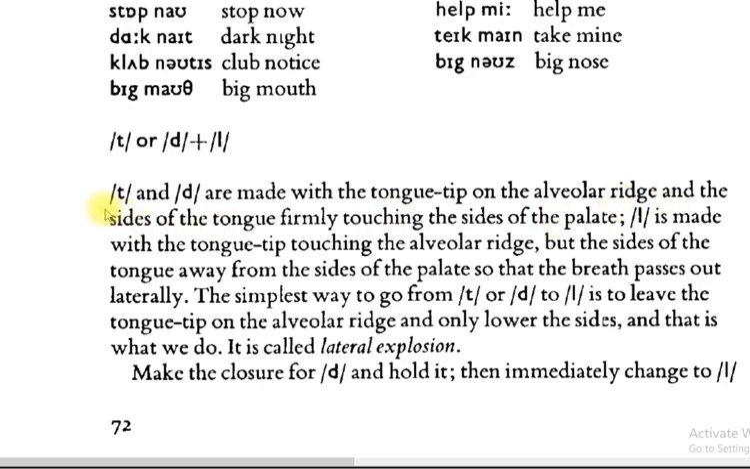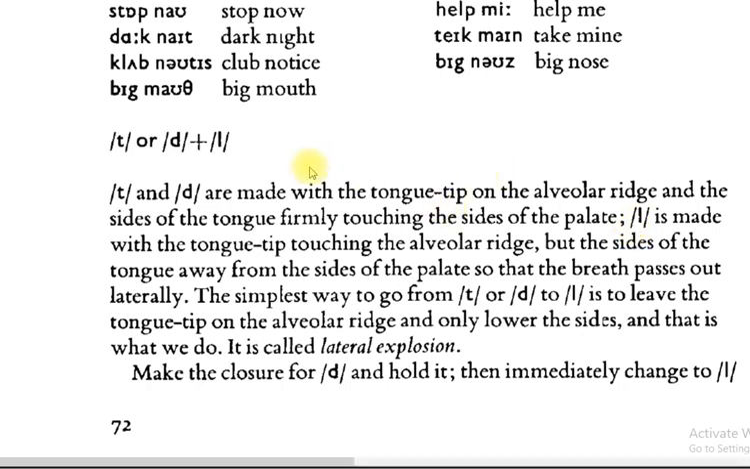and then we have the sides of the tongue. If you want to practice, you can use your tongue and see how the tip of the tongue touches the alveolar ridge and how the sides of the tongue touch the sides of the palate. So the sides of the tongue touch the sides of the palate, and the tip of the tongue touches the alveolar ridge, so the whole area is closed. So the air is trapped and it cannot escape through the mouth, through the oral cavity.